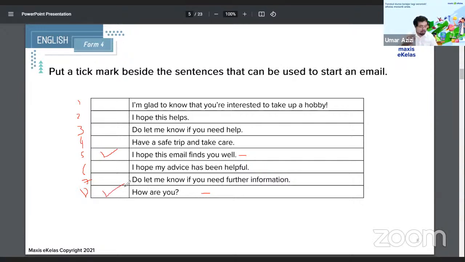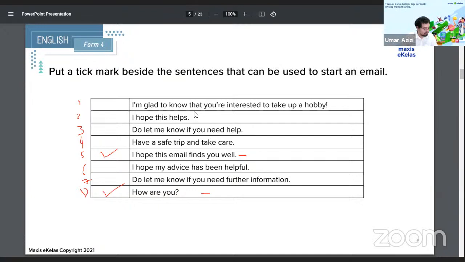Do we have any other answers, everyone? Ada jawapan lain tak untuk soalan ni? Yang boleh kita letakkan di awal email? Yang lain macam tak aja, okay? Macam tak aja. I agree. But let's find out. In 3, 2, 1.